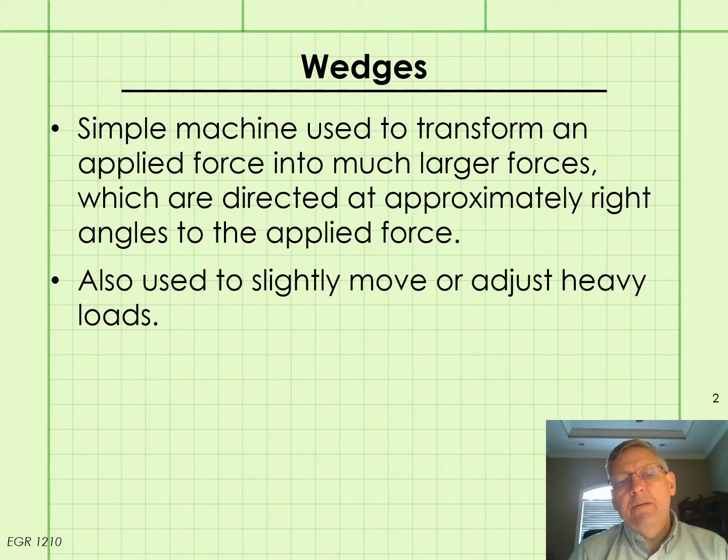A wedge is a type of simple machine used to transform an applied force into a much larger force, and this much larger force is usually directed at approximately a right angle to the applied force. In other words, the angle of the wedge is very small or shallow. Wedges are also used to slightly move or adjust heavy loads.